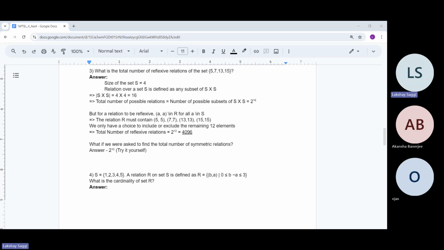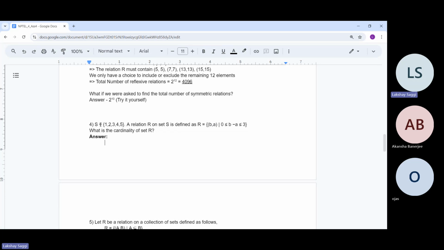Okay, so Ojas is typing something in the chat. So Ojas, do you have a doubt? Okay, okay, sure. So now maybe we can go on to the fourth question then.